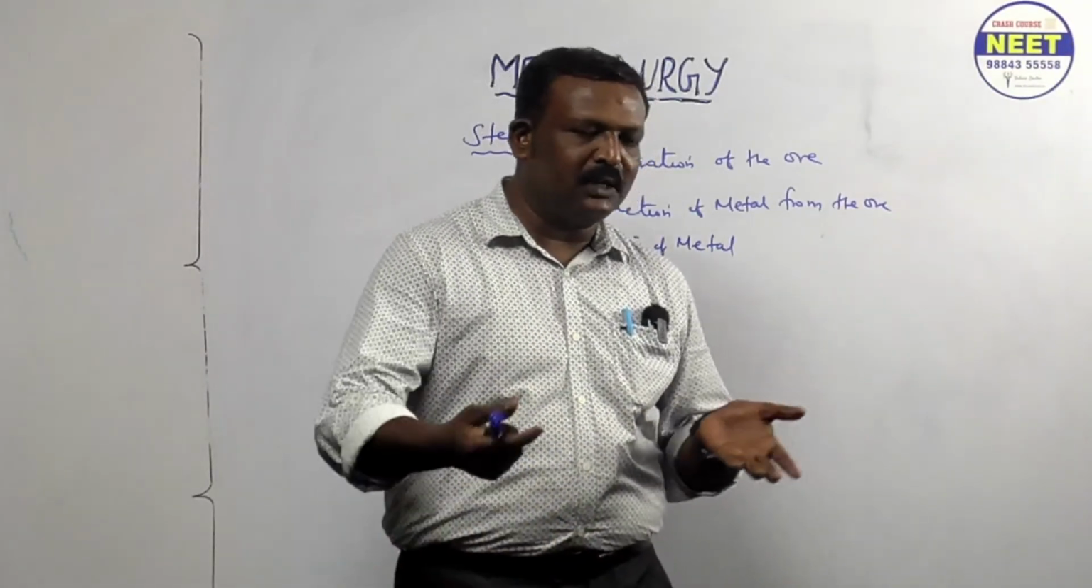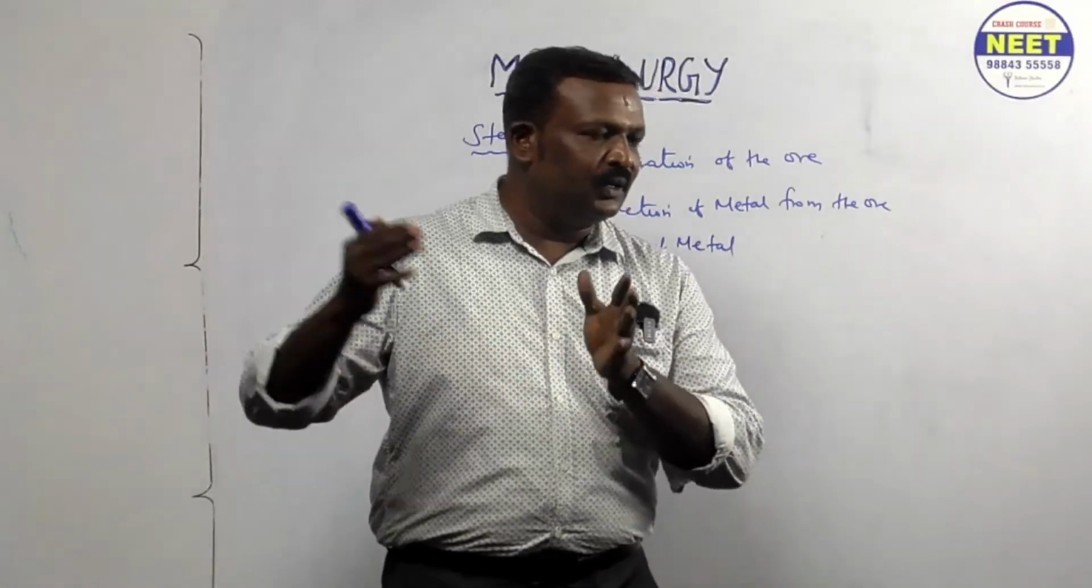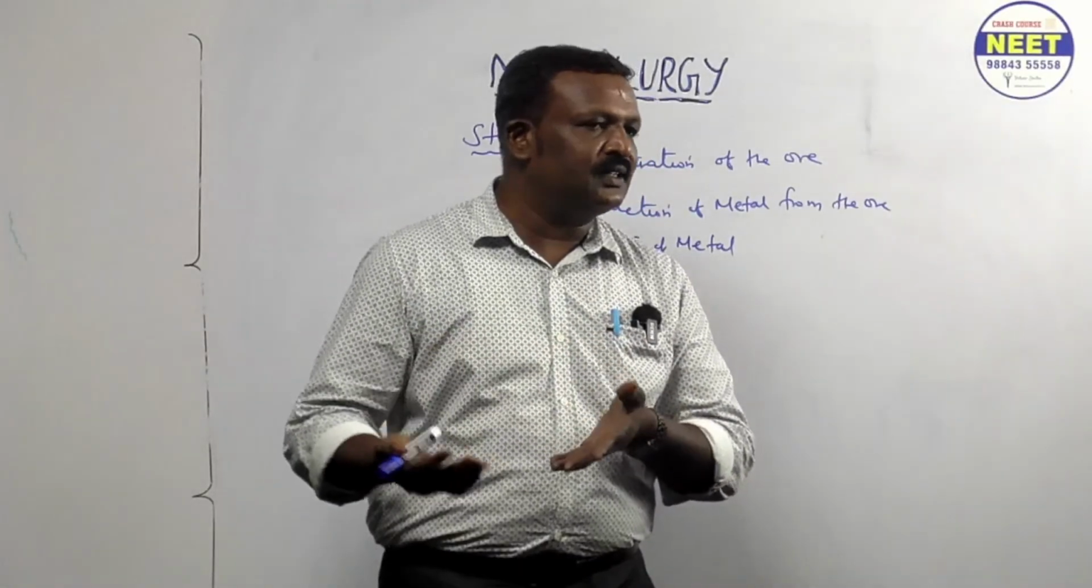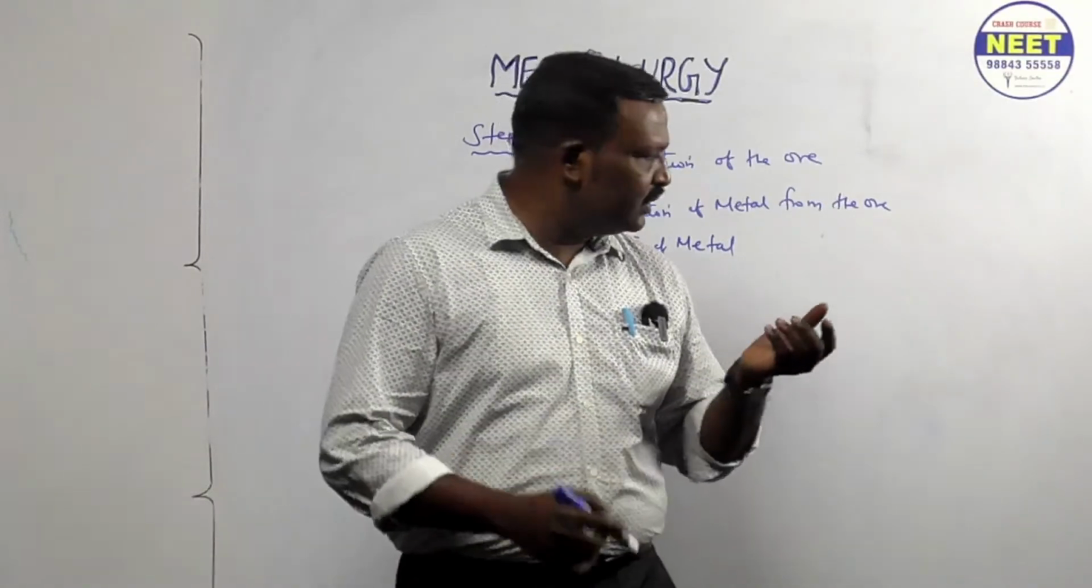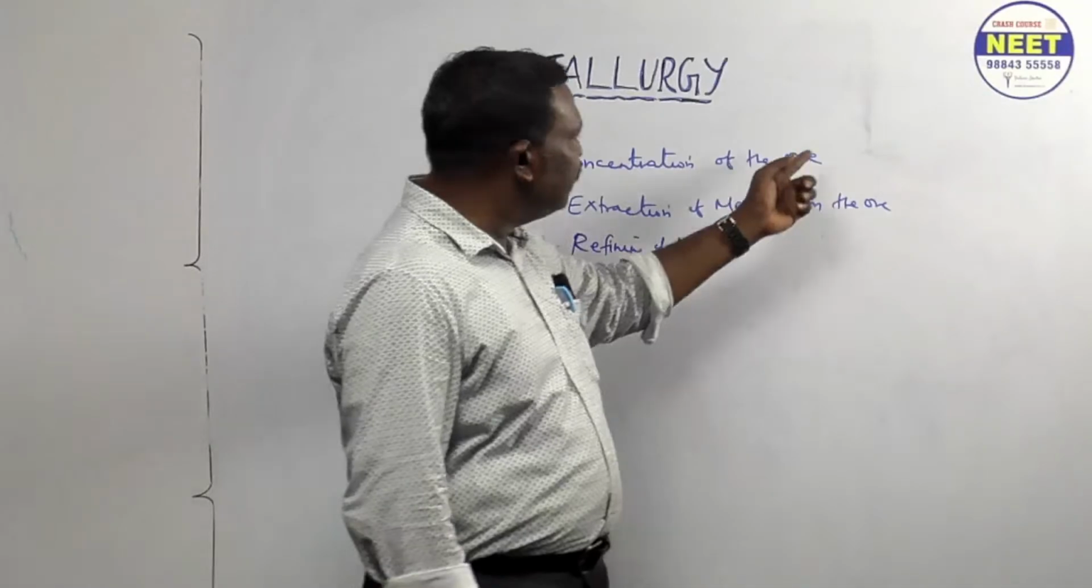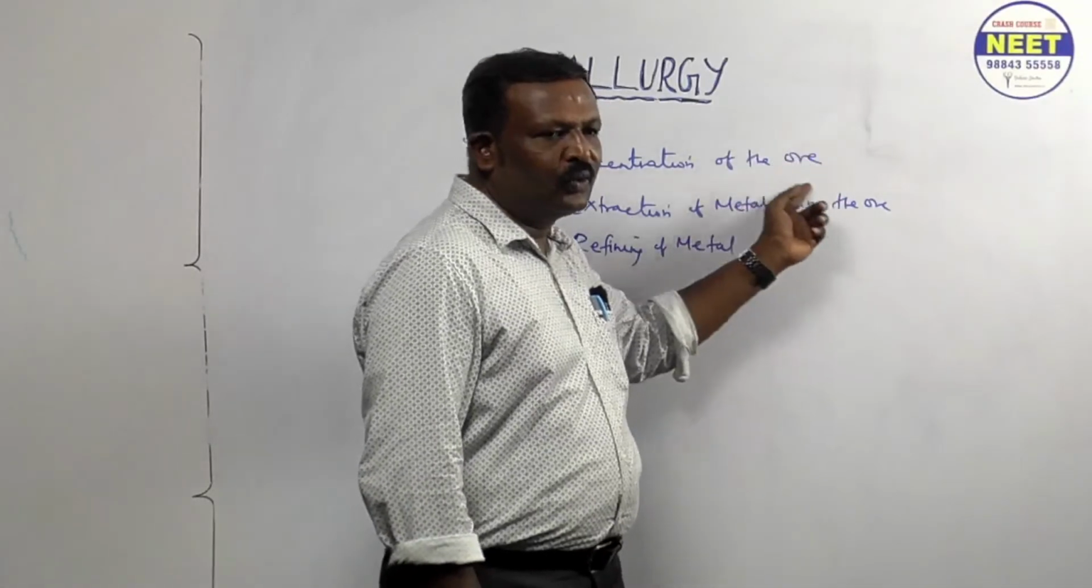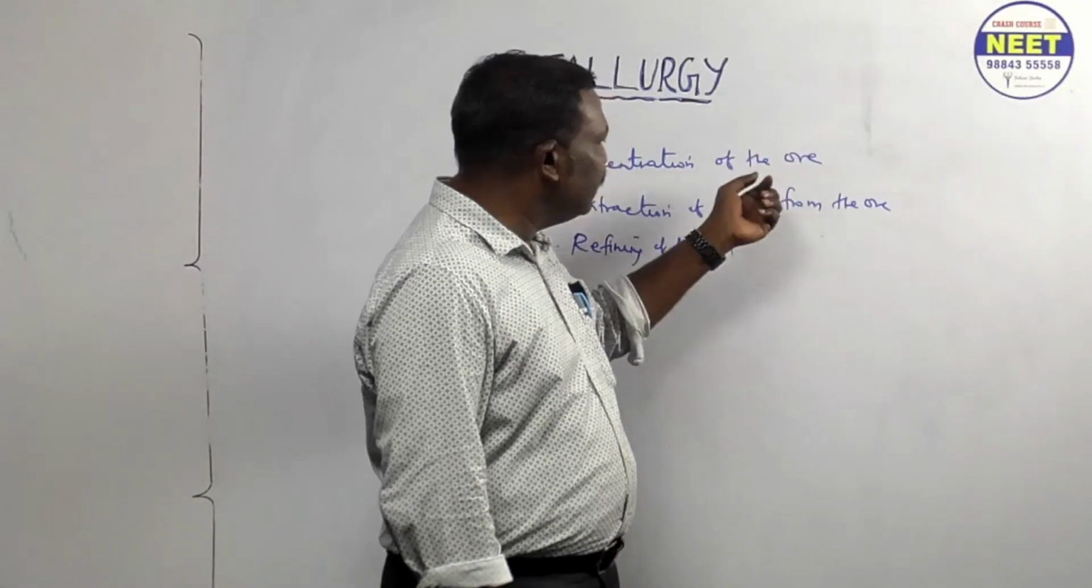If you want to extract metal, the cost of extracting is more, but the yield is very, very less, so it is of no use at all. So anything having more amount of metal is called what? Ore. Understood? So from the ore only we are going to extract metal.